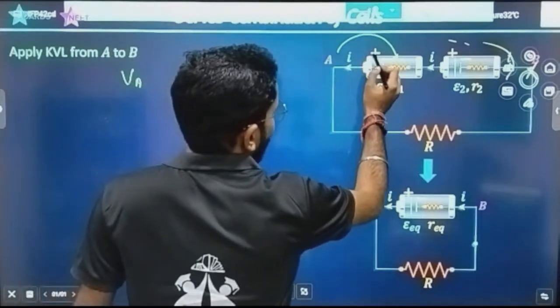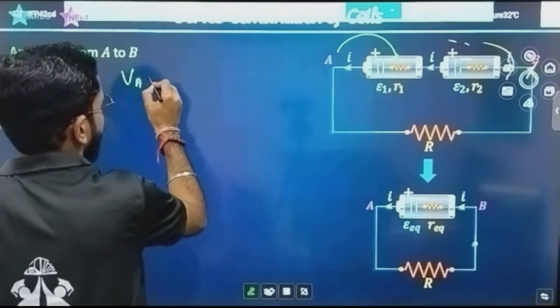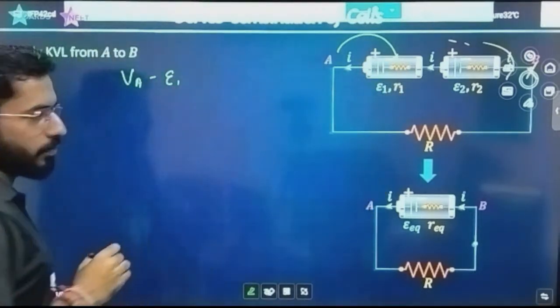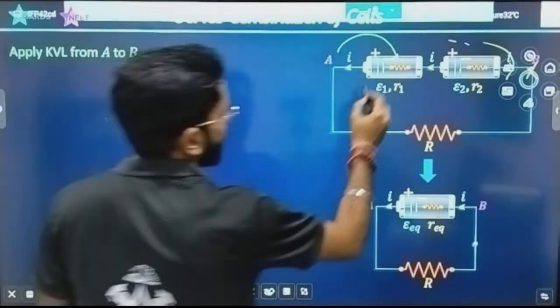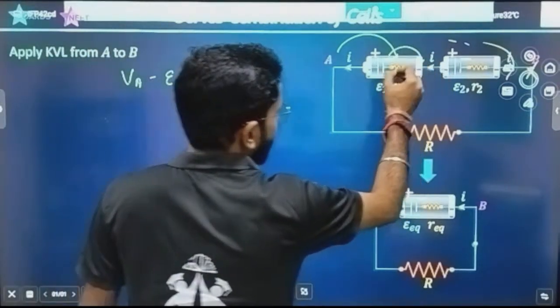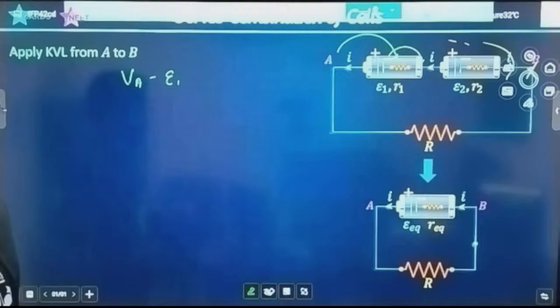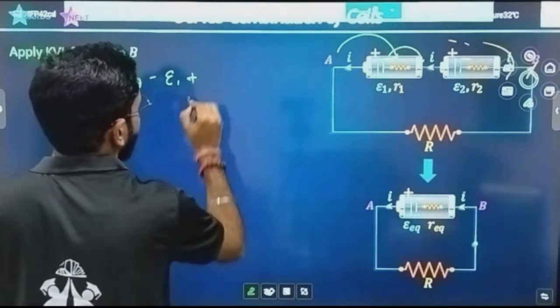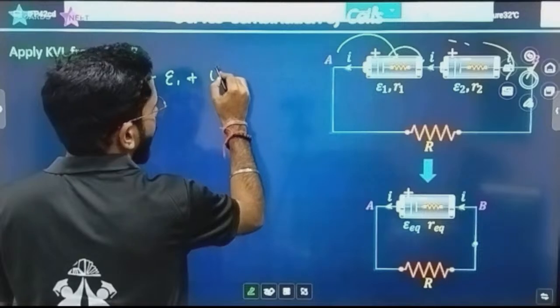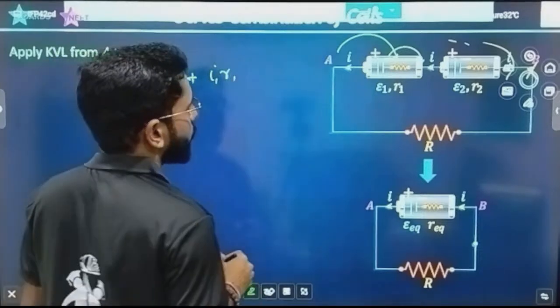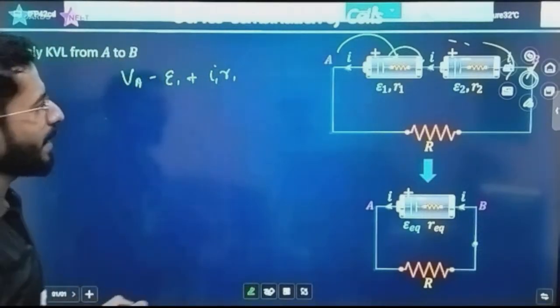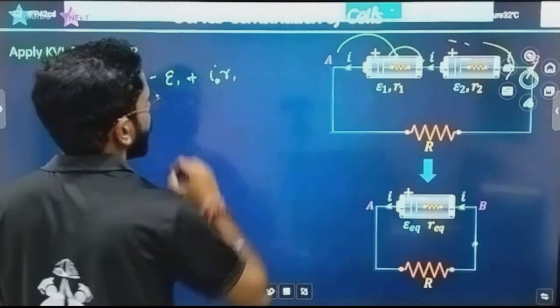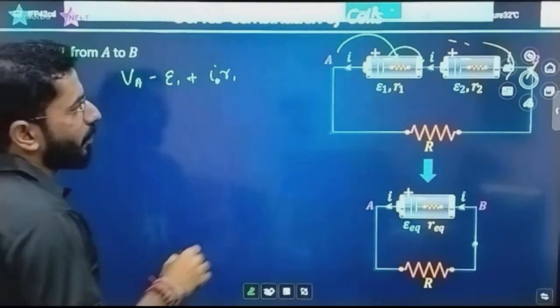Now, after crossing, I am going from higher potential to lower potential. That's why I am going to write it as minus E1. Correct? Now, what is the next thing coming? Next is the internal resistor R1, and I am going against the direction of current. That's why I will write it as plus I1 into R1, or simply I into R1. Correct?